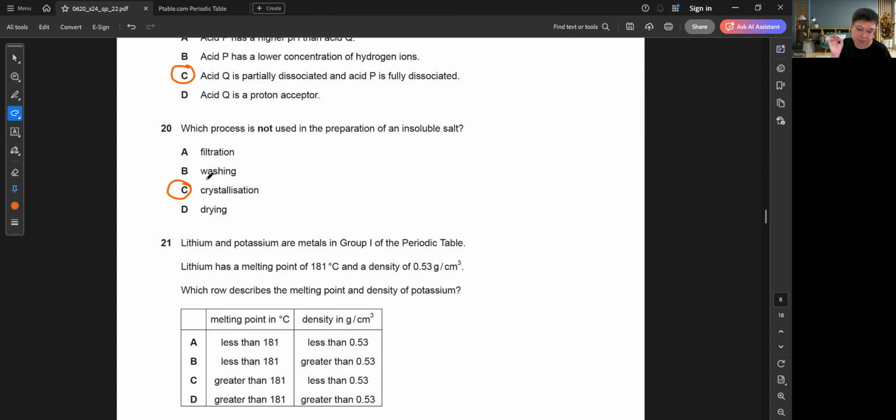Why? Because we only use crystallization for salts that dissolve in water. And the name already tells us it's an insoluble salt. It cannot dissolve in water. Why would we use a method that is only designed for things that dissolve in water? Okay, the rest we use, whether it's soluble or insoluble salt: filtration, washing, drying, we use it for both. But crystallization is only when we have a soluble salt.